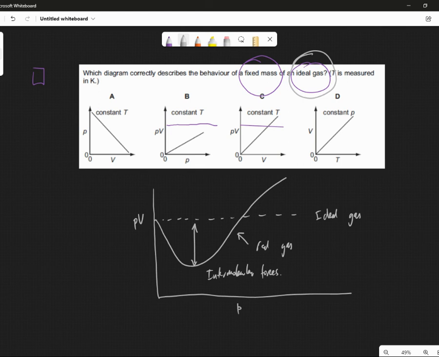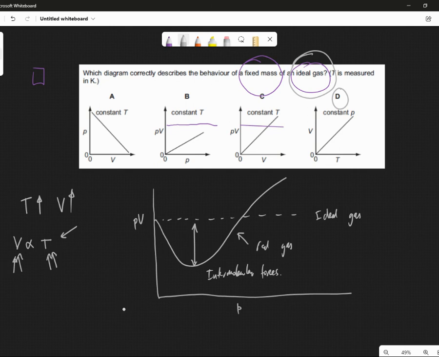Anyway, can you see why this particular answer is D? If I increase the temperature, what's going to happen to the volume? The volume is going to go up because the gas is going to expand. Now, V is proportional to T. What does that mean? This is a strong statement. It doesn't just mean if you increase T, V goes up. It means if you double T, V will double. If you halve T, V will halve.